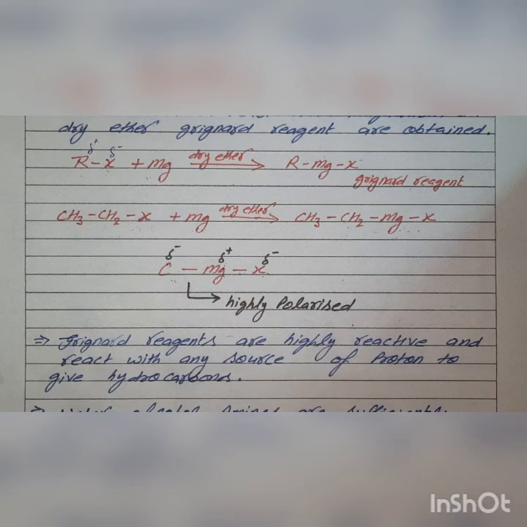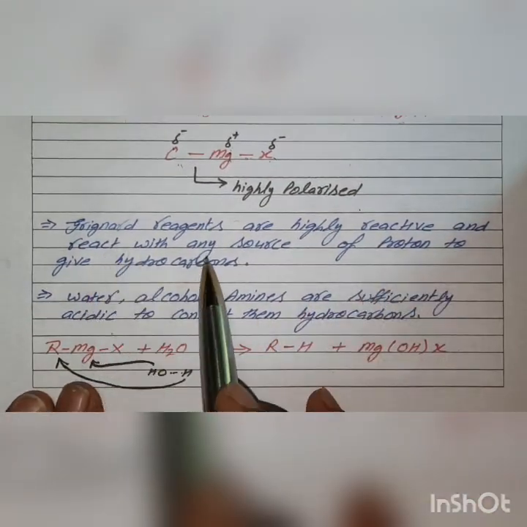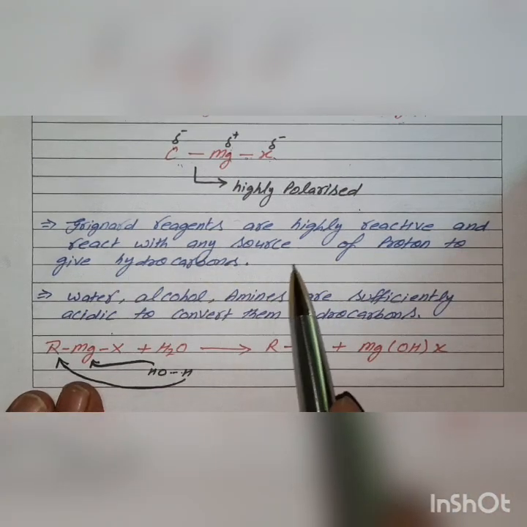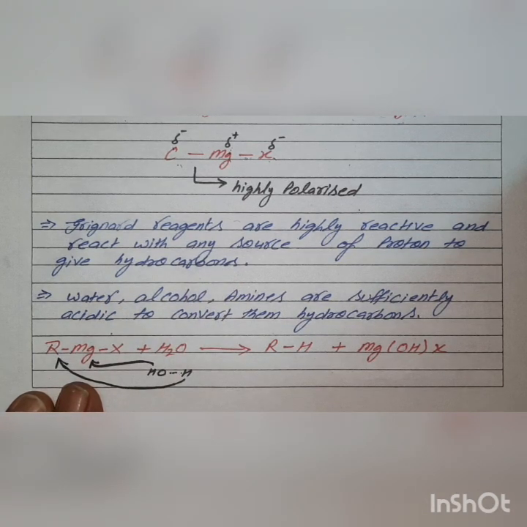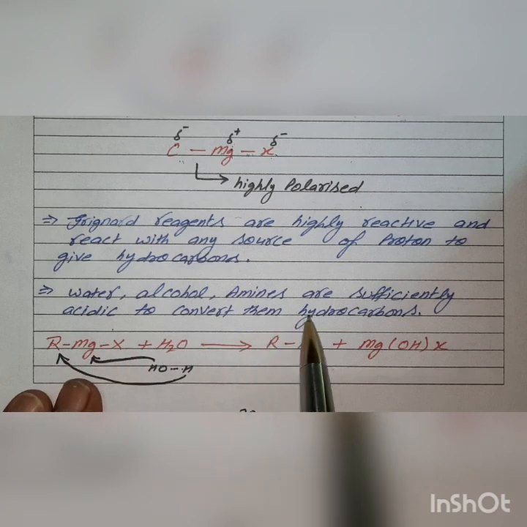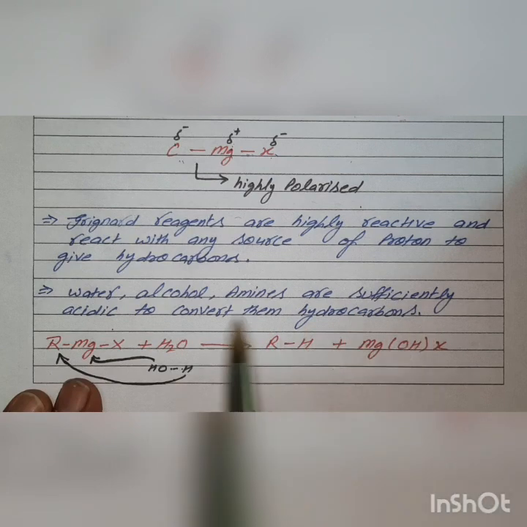Clear? Next point. Grignard reagents are highly reactive and react with any source of proton to give hydrocarbons. Because they are very highly reactive, they easily react with protons to give hydrocarbons. Protons here means electropositive species. Water, alcohols and amines are sufficiently acidic to convert them into hydrocarbons.